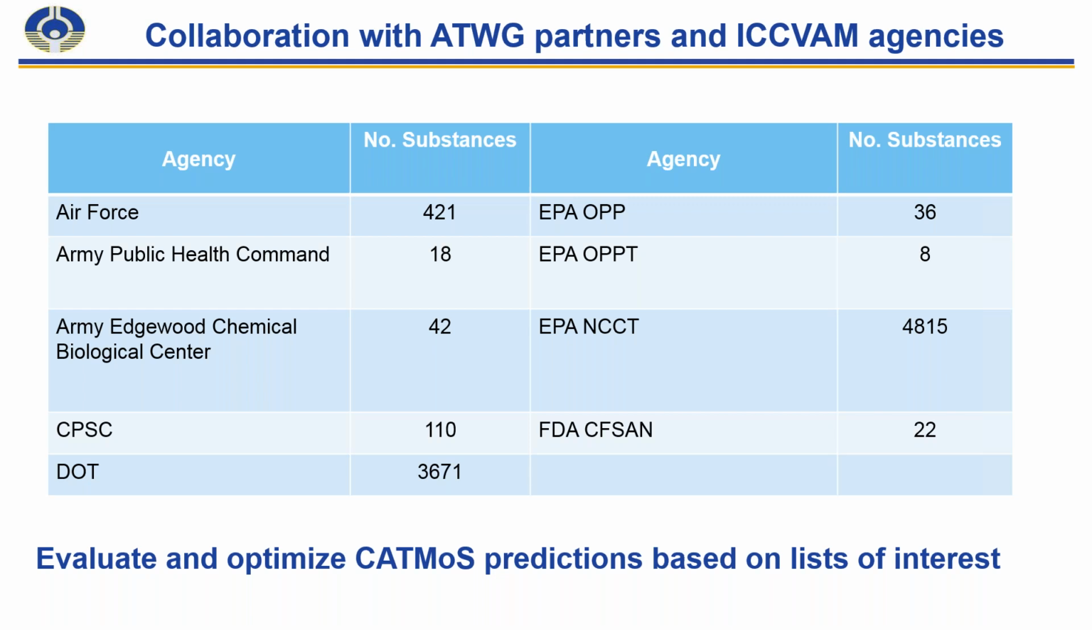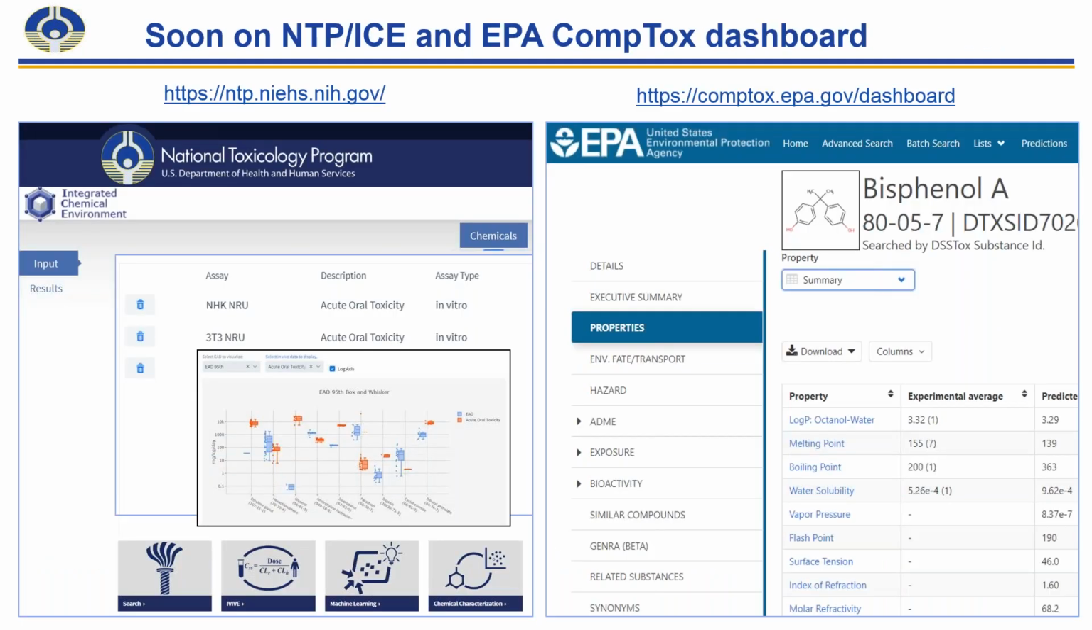And so these are the numbers of substances that various agencies have nominated to us and that we have produced CATMoS predictions on, and we're working hand in hand with each of these agencies, in particular with EPA, to evaluate how well CATMoS does and potentially optimize some of the predictions based on the chemical space of interest. Soon you will be able to find all of these predictions on the EPA's CompTox chemicals dashboard and on our integrated chemical environment page where we host all of NICEATM and ICVAM's data.